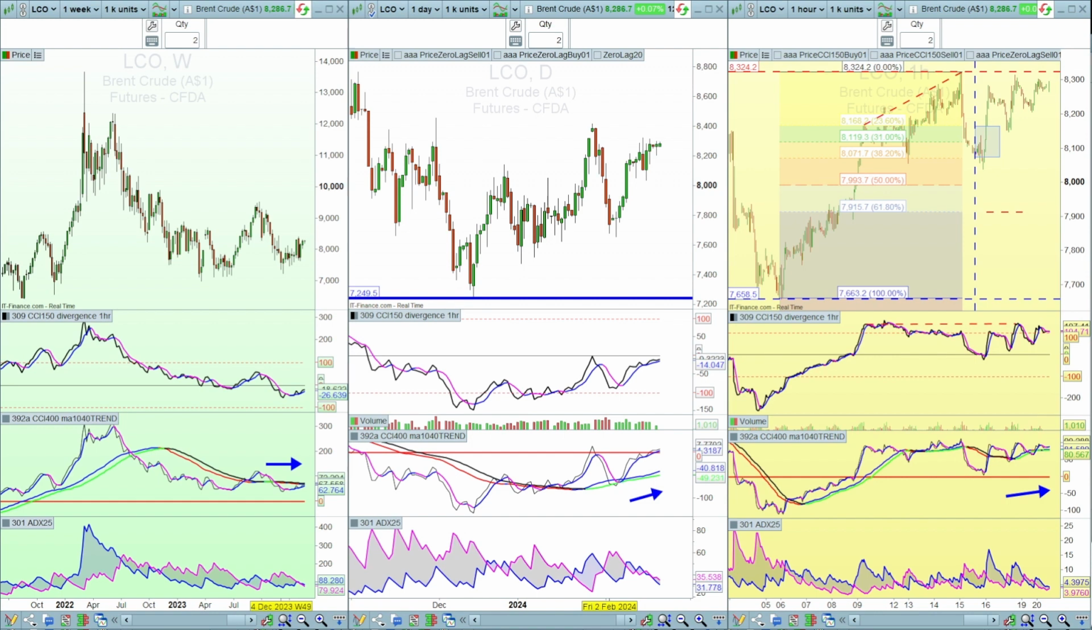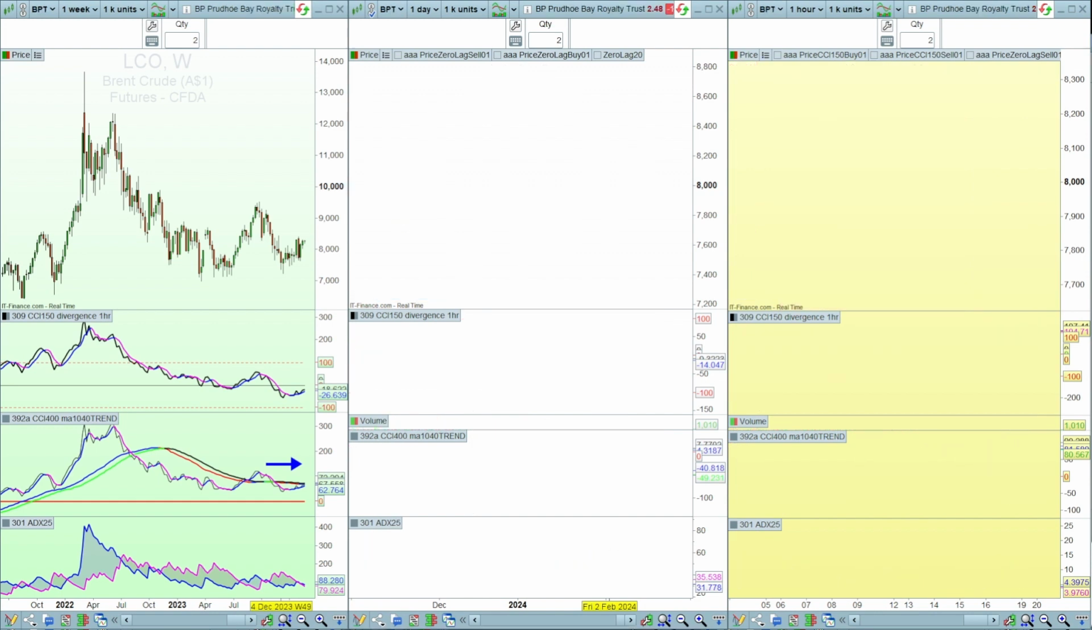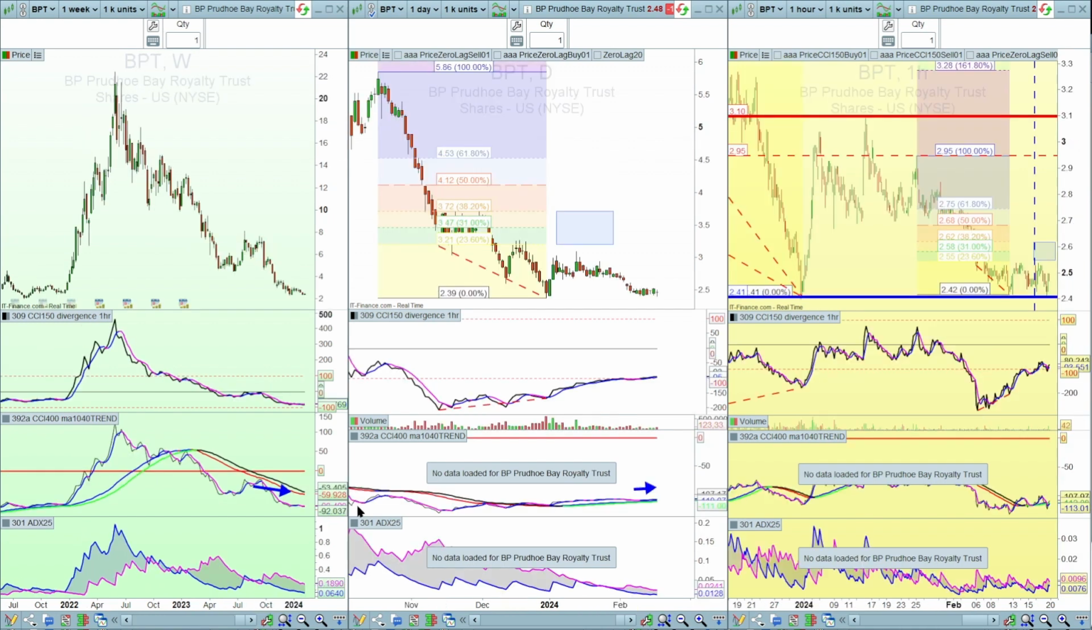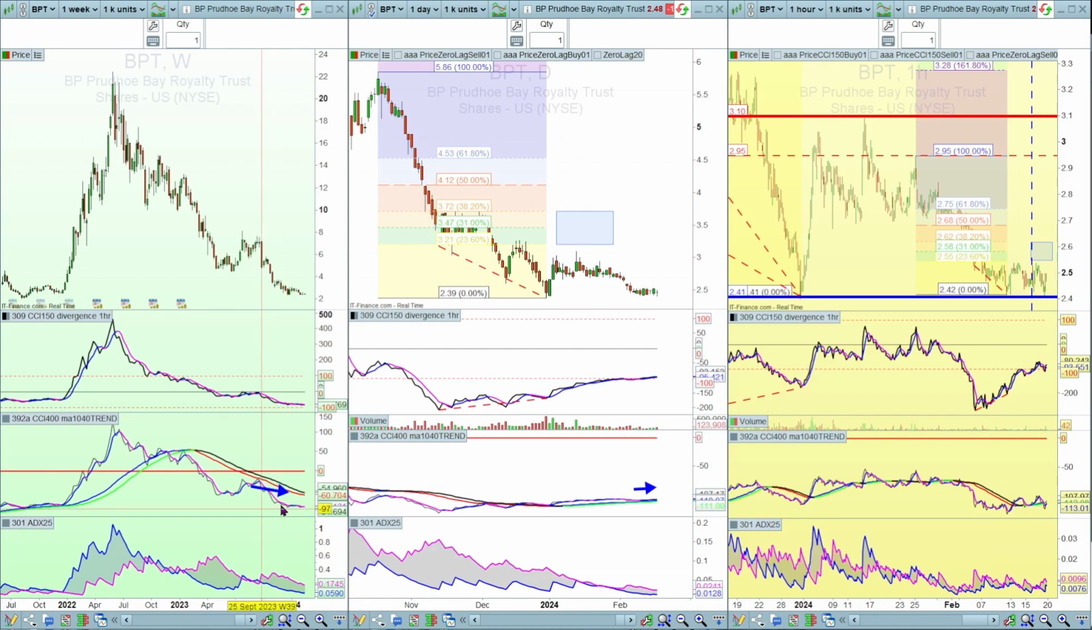Next we go to BP Prudhoe Bay Royalty Trust, BPT. That's showing a bearish movement on the weekly on both the CCI 400 and the ADX. The CCI 150 is trading in line with the price, so very bearish at the moment, all three indicators. On the daily, however, the ADX is showing bearish movement, although the CCI 400 and the CCI 150 are showing a bullish movement in opposition to the price.